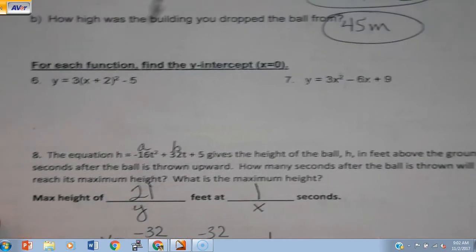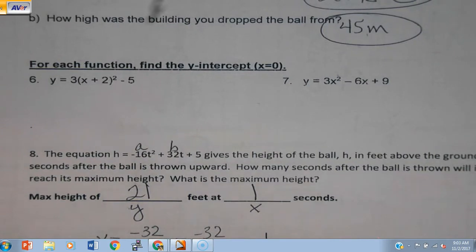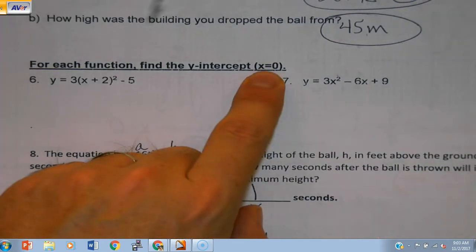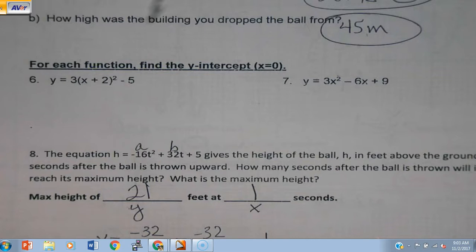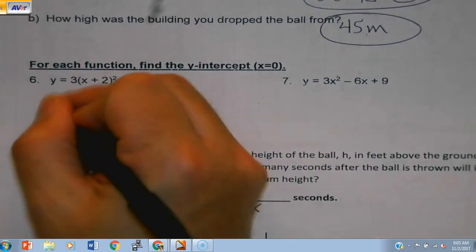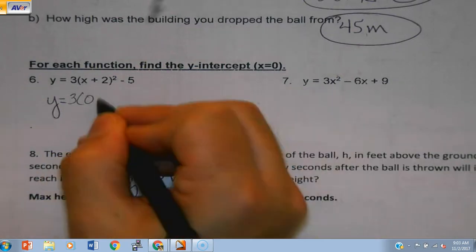Now this last one is kind of a layup. I'm even going to be nice enough to leave this little hint on here when you're doing these. Okay, for each function, find the y-intercept. 2 ways I can do it. One way I can do it, plug the 0 in for x.